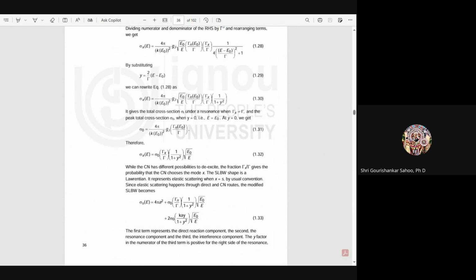The Breit-Wigner shape is a Lorentzian. It represents elastic scattering when X is equal to S by usual convention, and elastic scattering happens through direct and compound nucleus routes, and the modified expression will be sigma S, which is a function of E, is equal to 4 pi R square plus sigma 0 gamma n by gamma multiplied by 1 by 1 plus y square, root over of E0 by E, plus 2 sigma 0 k R y by 1 plus y square multiplied by root over of E0 by E. So your 4 pi R square is the direct reaction component, sigma 0 gamma n by gamma times 1 by 1 plus y square, root over of E0 by E is the resonance component, and your 2 sigma 0 k R y by 1 plus y square, root over of E0 by E is the interference component.